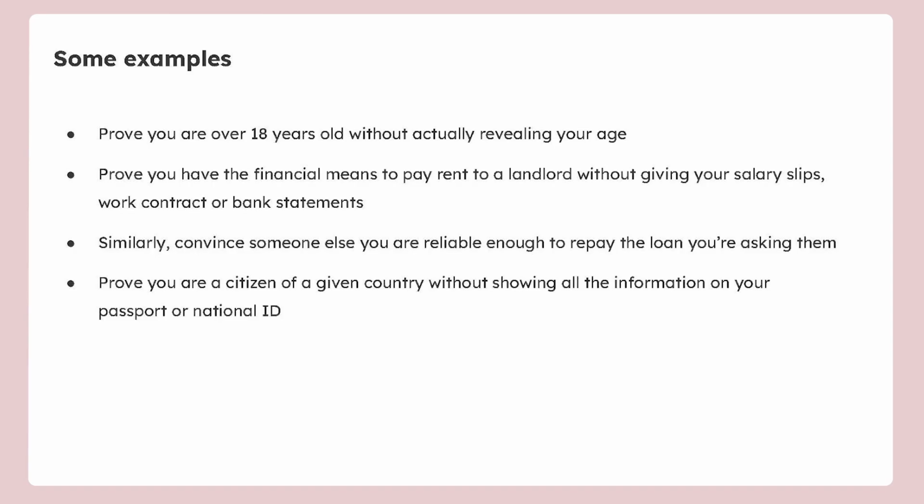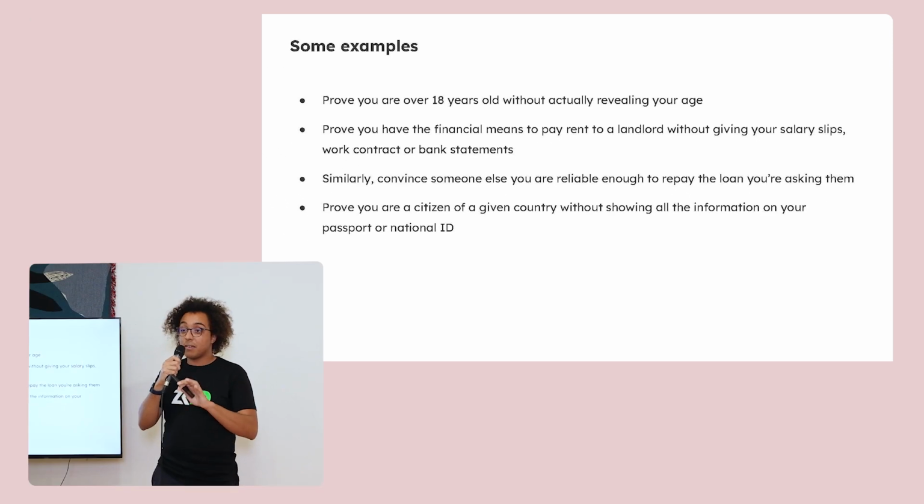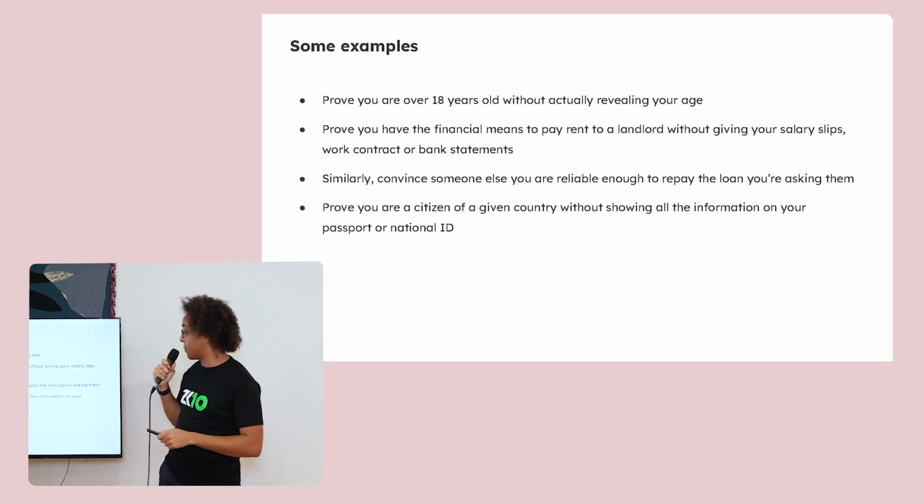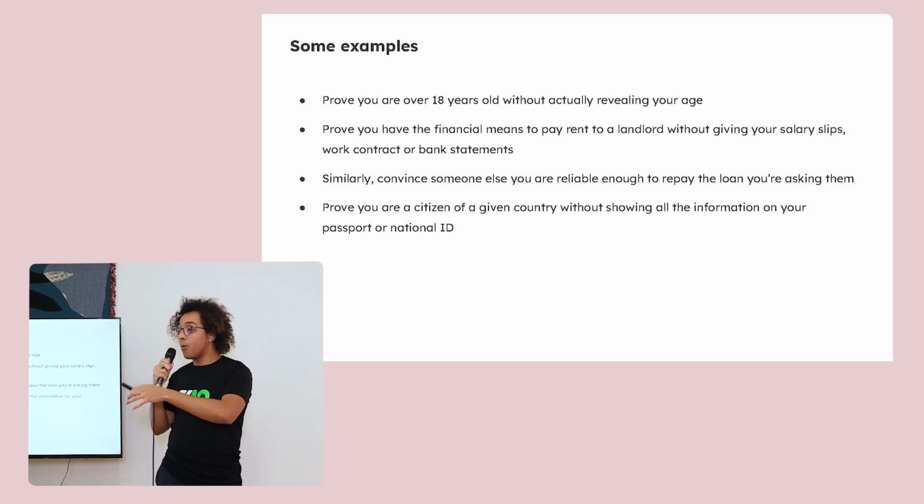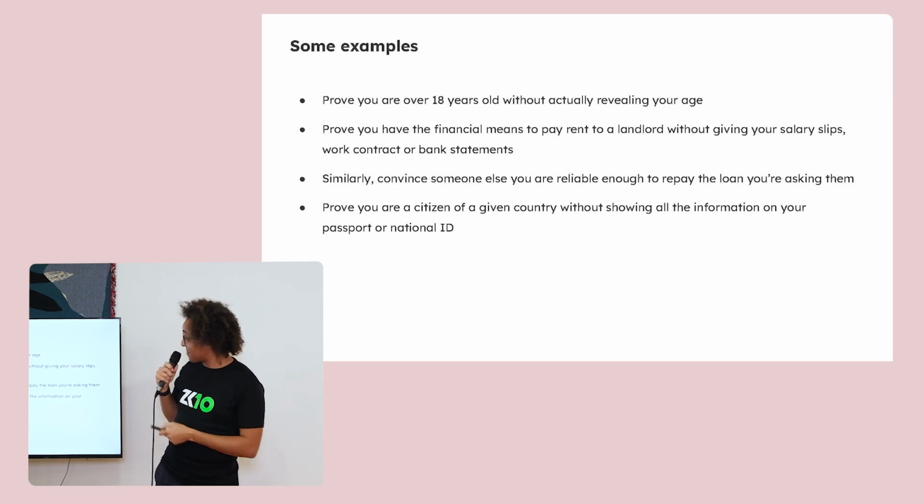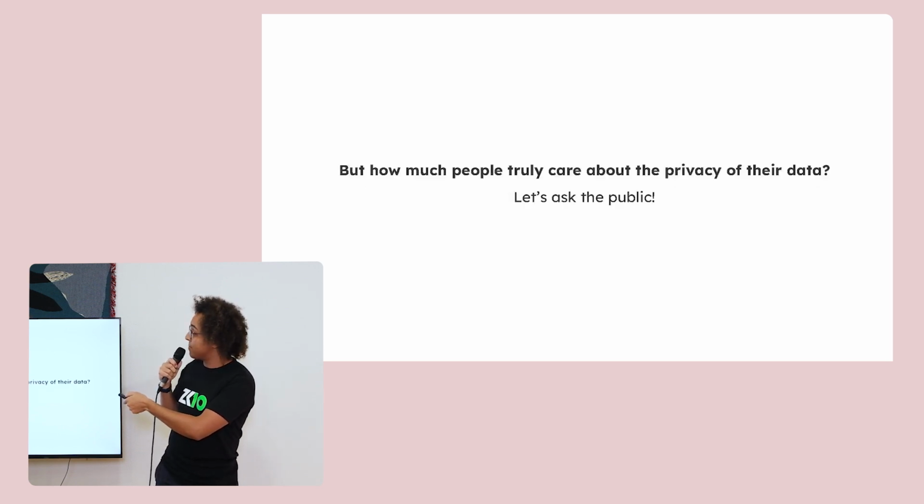Now, some examples. Prove that you are over 18 years old without actually revealing your age. It could be interesting if you're not really into giving your age. Prove that you have the financial means to pay the rent without revealing all those documents that they sometimes ask for, which is a bit annoying, salary slips, work contract, bank statements. Or similarly, convince someone else you are reliable enough to repay the loan you're asking them, a kind of proof of reputation, if you will. Or prove you are a citizen of a given country without revealing all the information of your national ID or your passport.